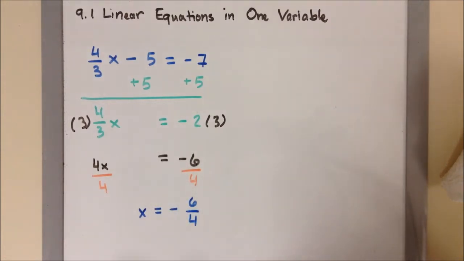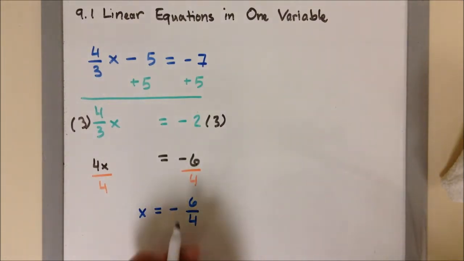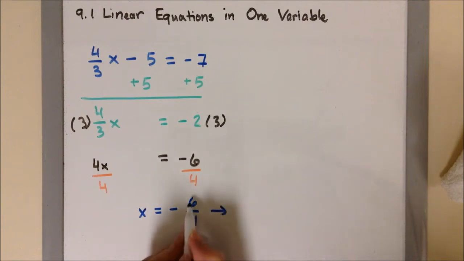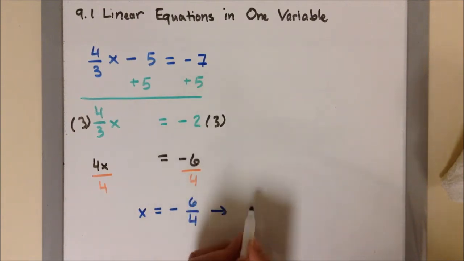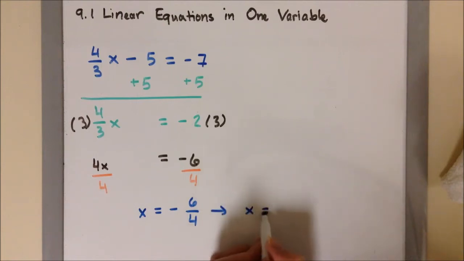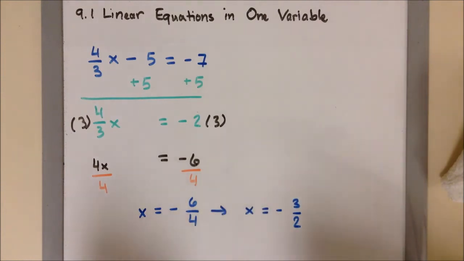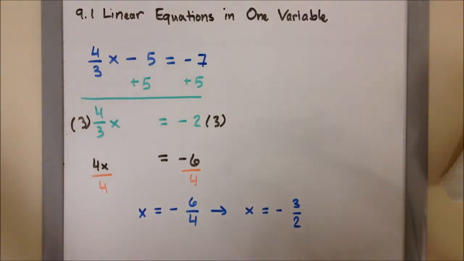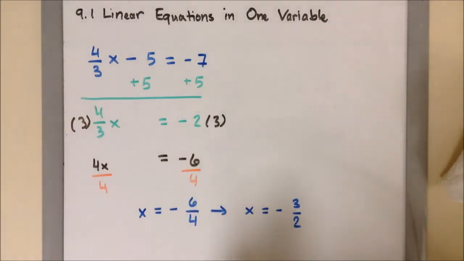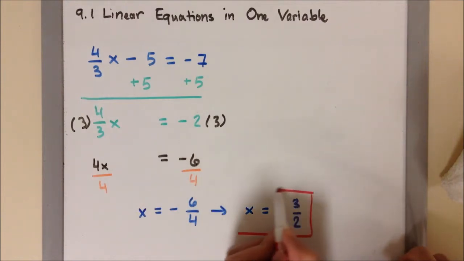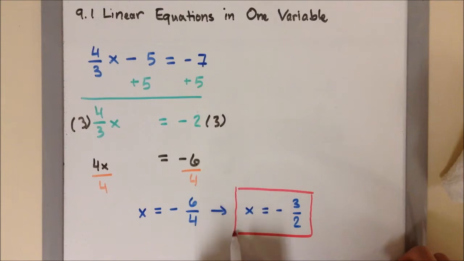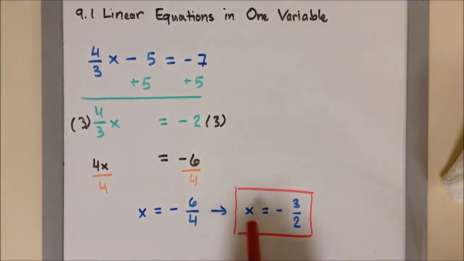But I am not finished because I can simplify this fraction by 2 because 6 and 4 are both even numbers. So my final answer is x equals negative 3 over 2. And then let me box that up. So again, my final answer is x equals negative 3 over 2.